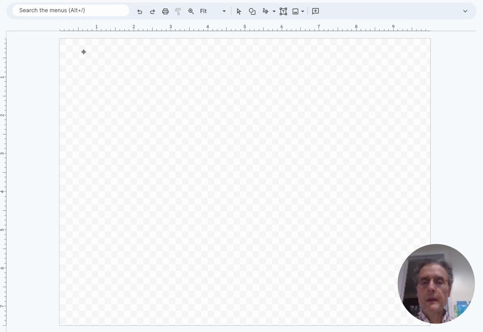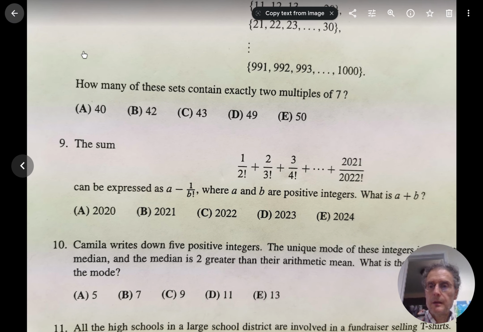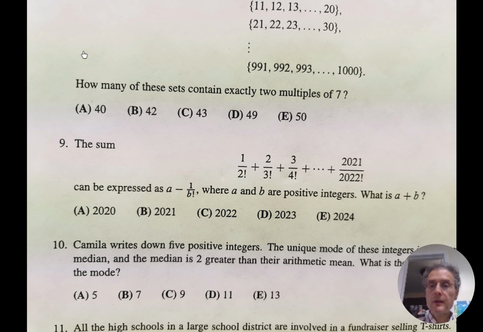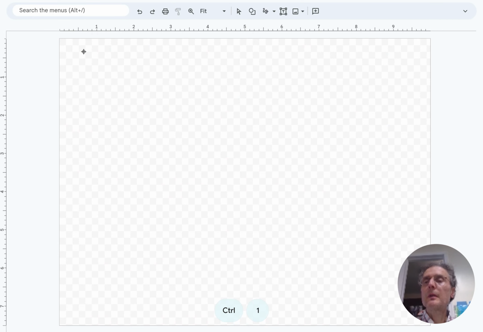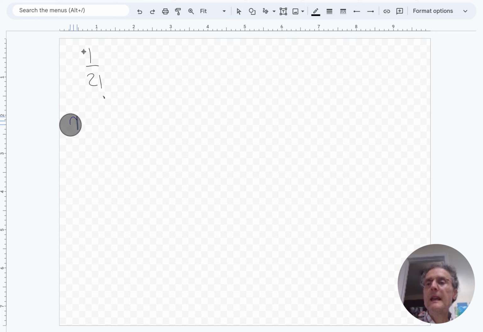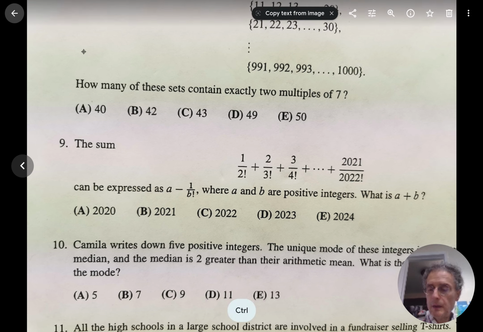It is showing the question as, let me see if this works. Yes, so this says the sum of 1 over 2 factorial can be expressed as a minus 1 over b factorial, where a and b are positive integers. What is a plus b? And it gives you some choices. So 1 over 2 factorial can be expressed as a plus or minus, let's double check. It's probably minus, yes, minus.